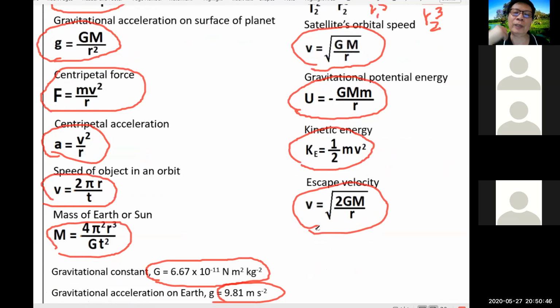Escape velocity is also a very important one. This is the minimum speed required for an object to escape from the gravitational pulling force. You want to go away from the Earth, right? You must have a minimum speed, that escape velocity. So use this formula. Okay. All right. Now we continue answering.